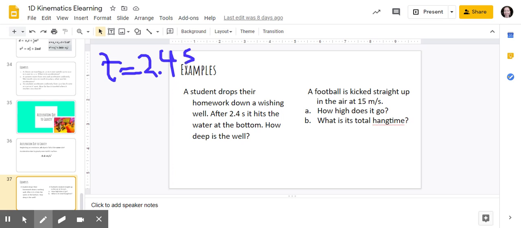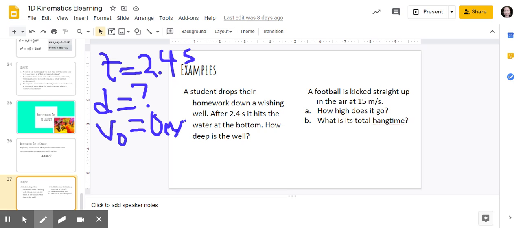And you might be sitting here thinking, well, I'm looking for how deep, and you're sitting there thinking, I don't have a final velocity. How can I do this? Well, you have an initial velocity. If the student drops their homework, it's starting at 0 meters per second. Okay, so we do have an initial velocity. We're also implicitly given acceleration. If something's falling, our acceleration is negative 9.8 meters per second squared.